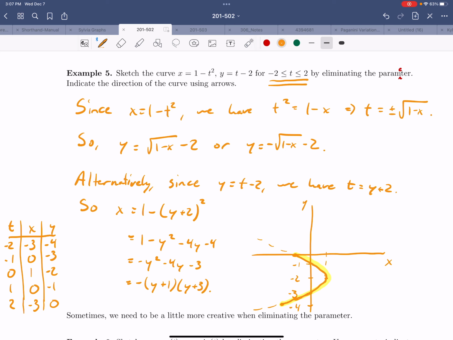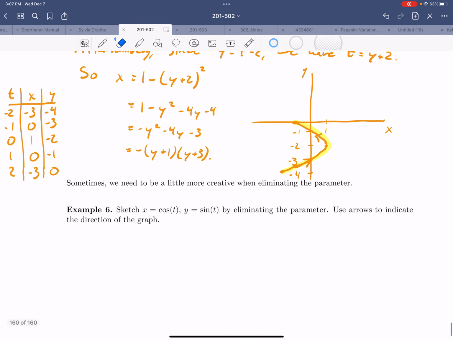And to use arrows, let's see. y starts low and then goes high. Okay, and it stops right there. So really, the graph is just this. Okay.